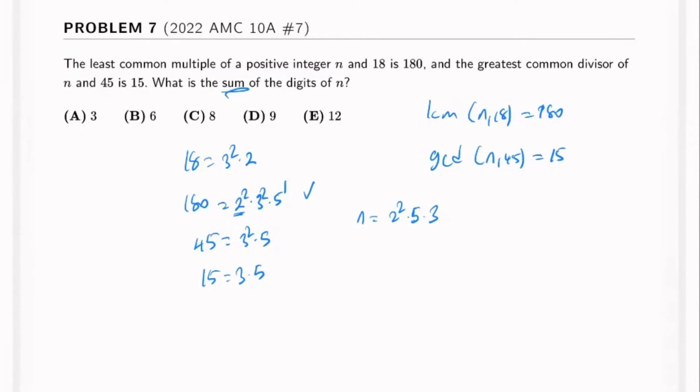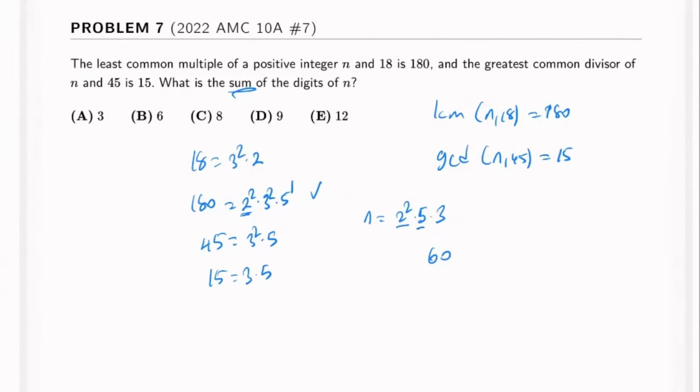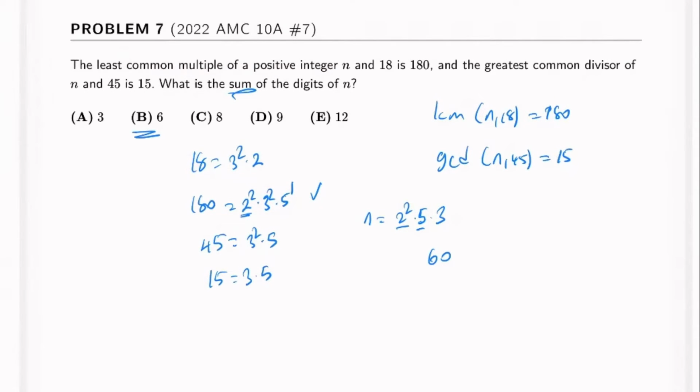Based on this, we are looking for the sum of the digits of n, right? If I take the 2 and 5, that's 10. Times 3 is 6, so that should be 60, and the sum of the digits is going to be 6. Okay, so that was a good one.